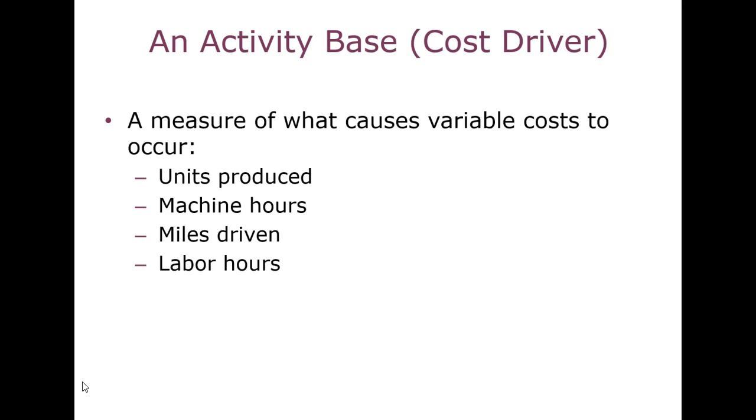An activity base is a cost driver. This can be measured in units produced, machine hours, miles driven, or labor hours. Each company has its choice on what it would like to use as a cost driver. It's sort of an odd term, cost driver, but this is the item that drives the cost. So for example, if you produce more units, it's going to require more materials, more labor, and more overhead. So the unit production, the activity, is driving the cost.